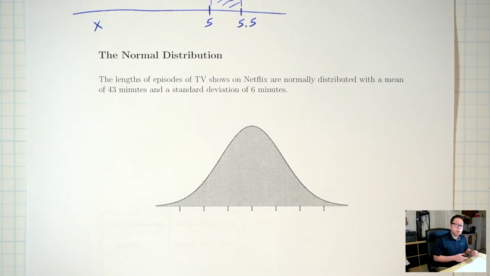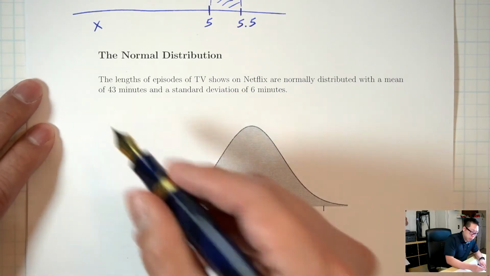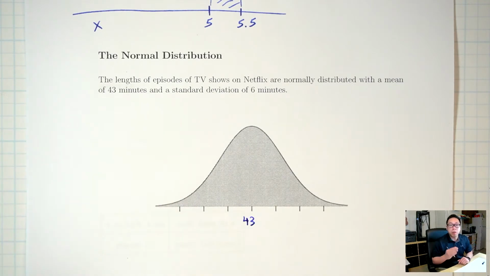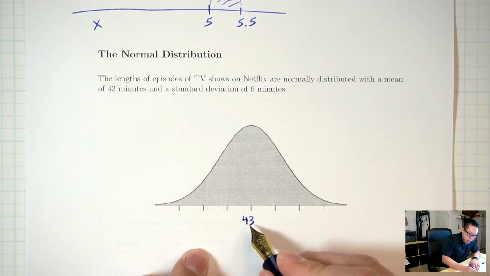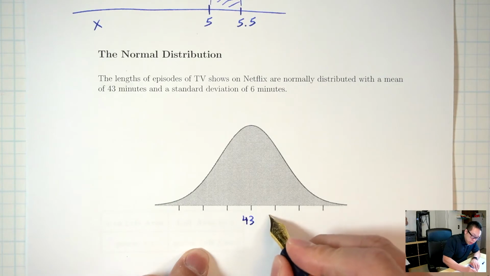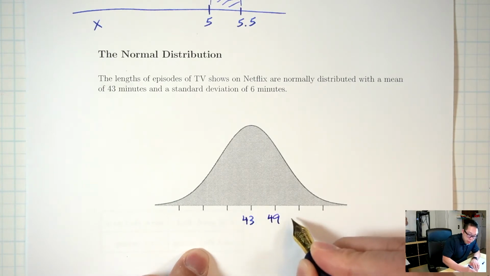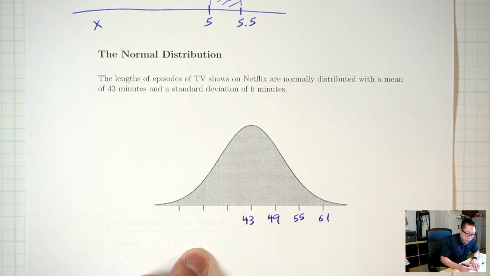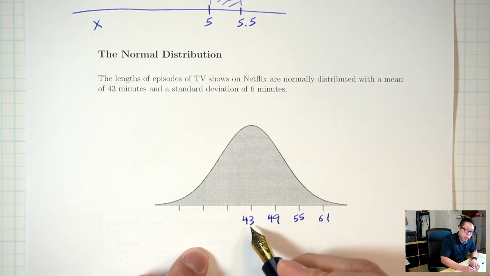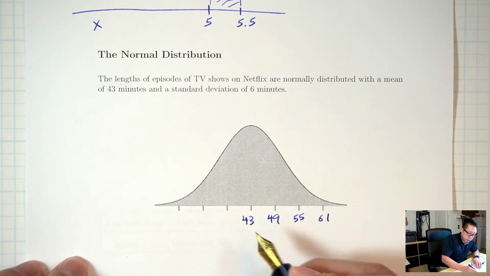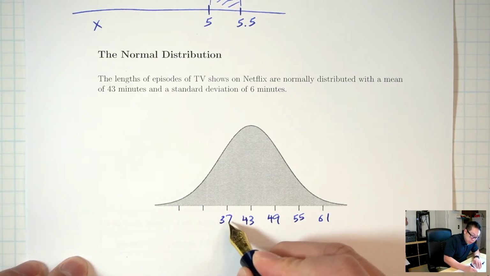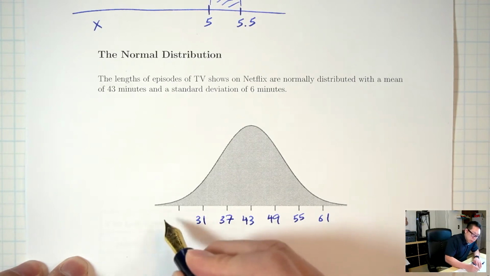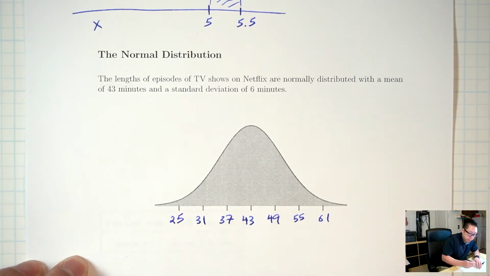The empirical rule says put the mean in the middle, so 43, and then use the standard deviation to go up 3 times, so 43 plus the standard deviation, so 43 plus 6 is 49, plus 6 again is 55, plus 6 one more time is 61. Going the other way, 43 minus the standard deviation, so 43 minus 6 is 37, minus 6 again, 31, minus 6 one more time, 25.